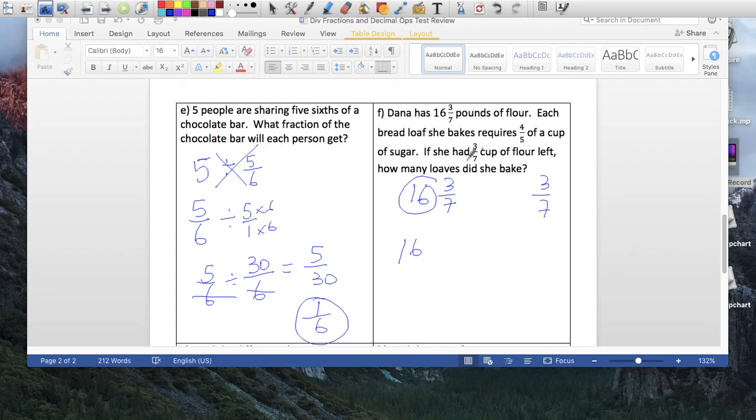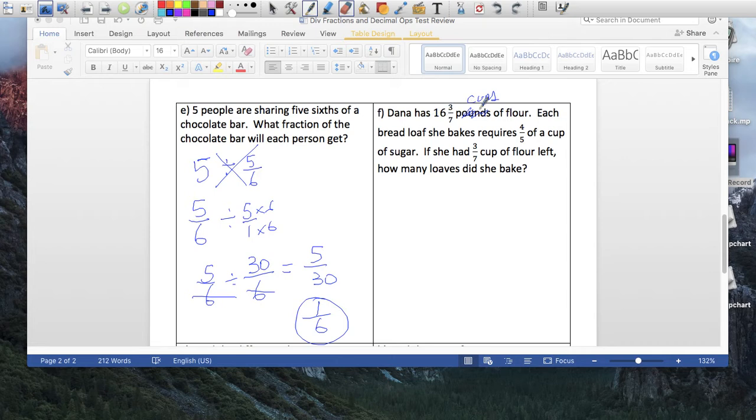So first of all, the question is a mess, okay? You should have said cups, not pounds. Okay, so she has 16 3/7 cups of flour. Each bread loaf she bakes requires 4/5 of a cup of sugar. Wow, okay, so very messy question. Hopefully you guys will complain about this question because it makes absolutely no sense.